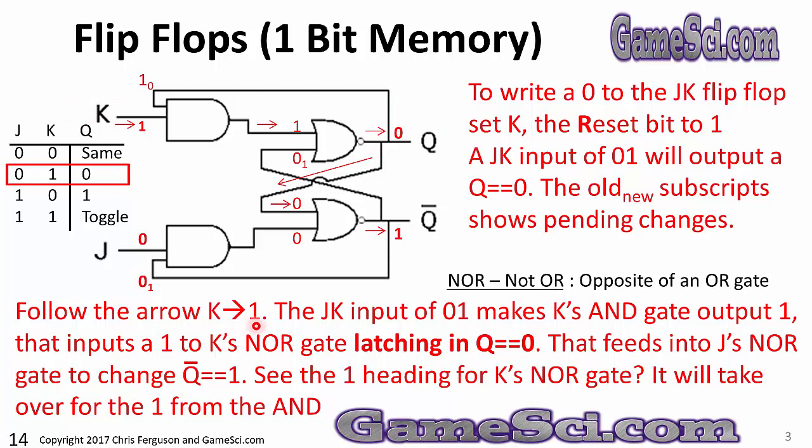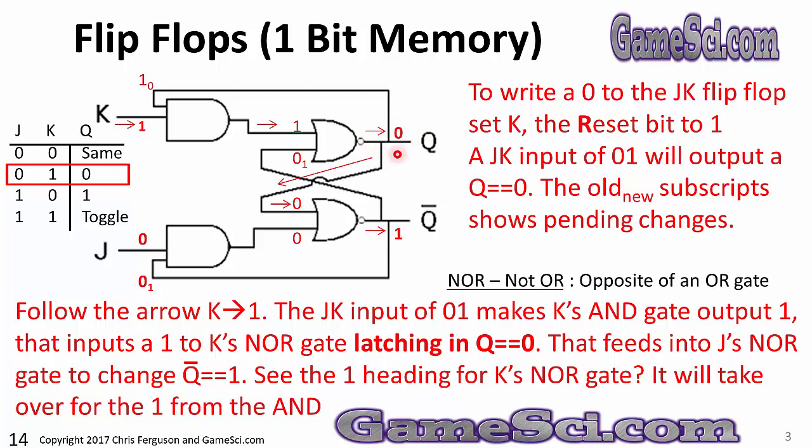Follow the arrow: K equals 1. If I input a 1 for K here, the JK input of 0, 1 makes K's AND gate output a 1. There's a 1 here and an initial 1 on this AND gate, so two 1s on this AND gate produces a 1, which sends a 1 to this OR gate. That inputs a 1 to K's NOR gate, latching in Q equals 0. With a 1 into this OR gate, it becomes a 1. Not OR makes it a 0. I'm outputting a Q of 0.